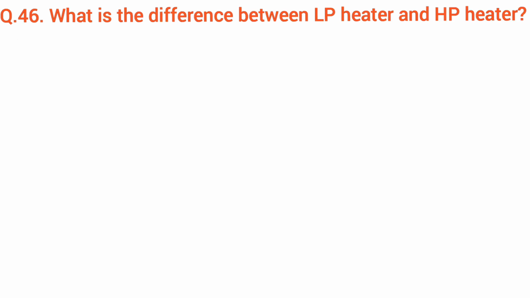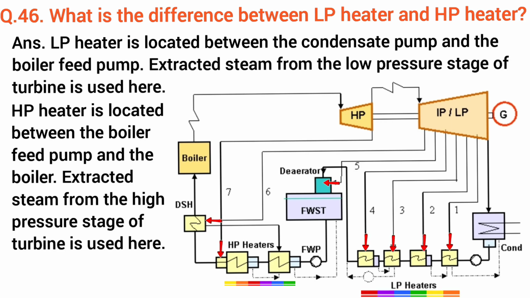What is the difference between LP heater and HP heater? LP heater is located between the condensate pump and the boiler feed pump. Extracted steam from the low pressure stage of the turbine is used here. HP heater is located between the boiler feed pump and the boiler. Extracted steam from the high pressure stage of the turbine is used here.